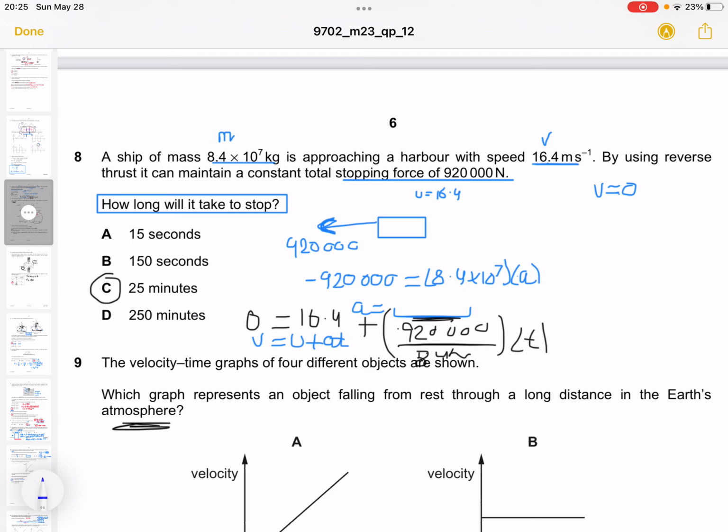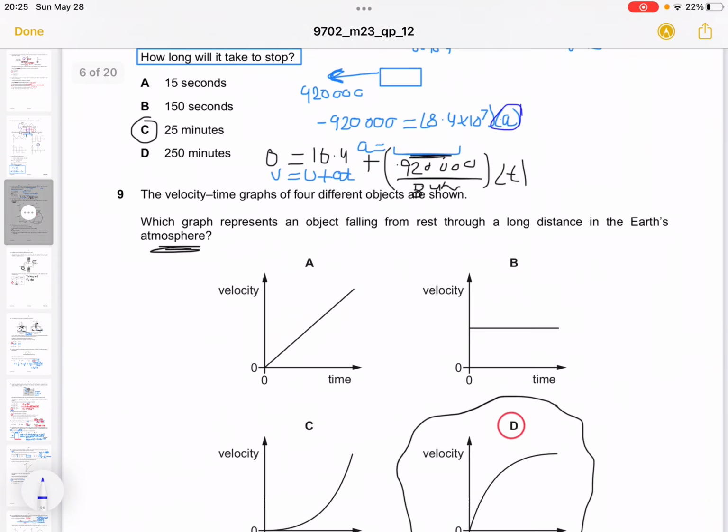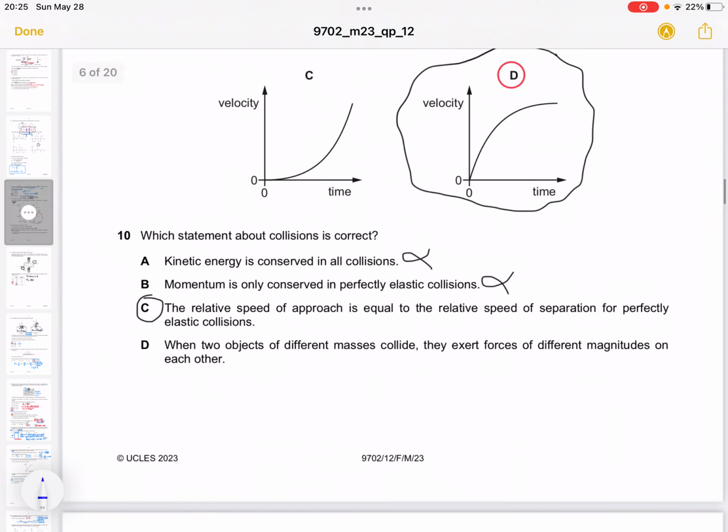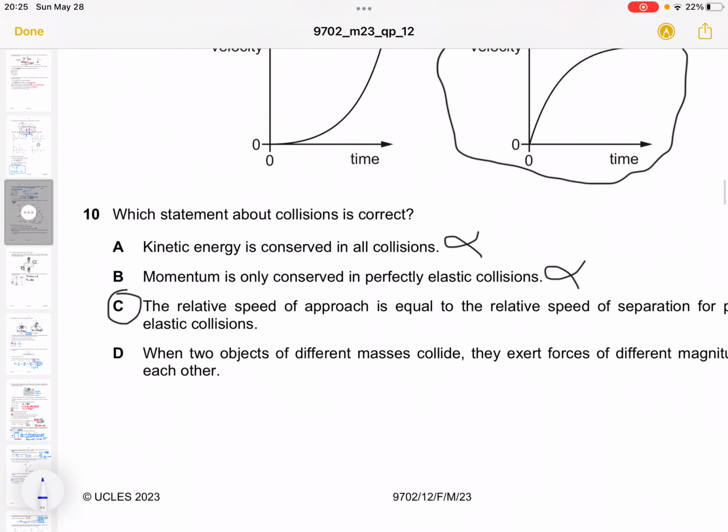The backward force is given, so forward minus backward is equal to ma. We can find the deceleration. After finding the deceleration, the final velocity is 0, the initial velocity is 16.4, the acceleration could be found, and time is 25 minutes. Question number 9 says that an object is being introduced into the Earth's atmosphere. Atmosphere means that there is a resistance, so the popular terminal velocity graph, D, is the appropriate answer.